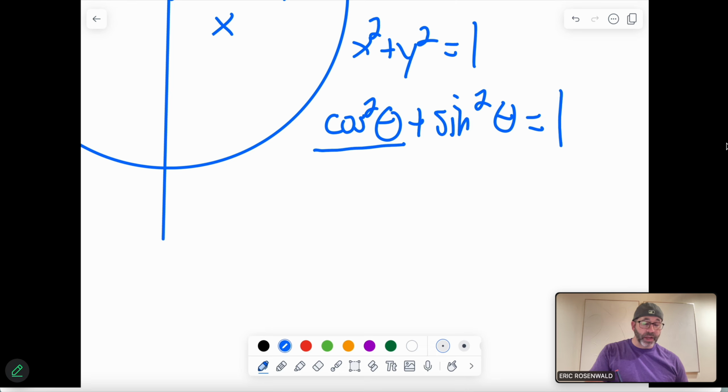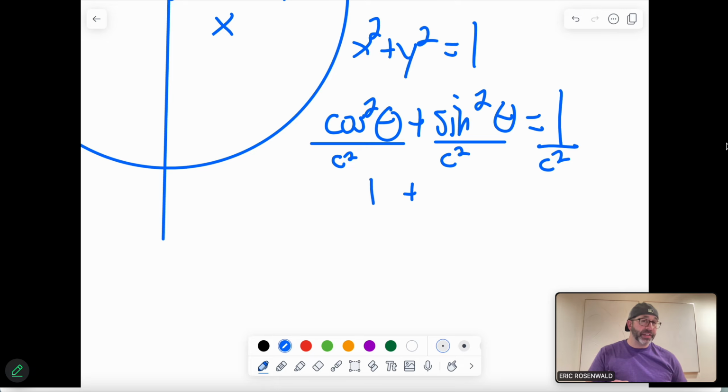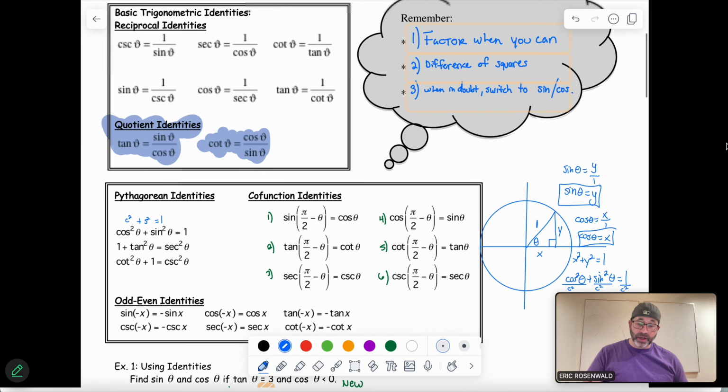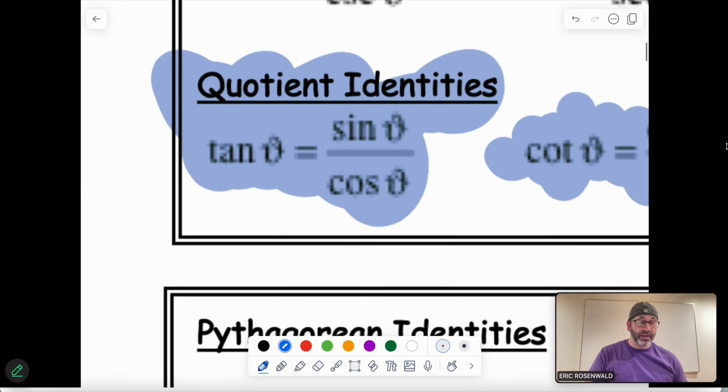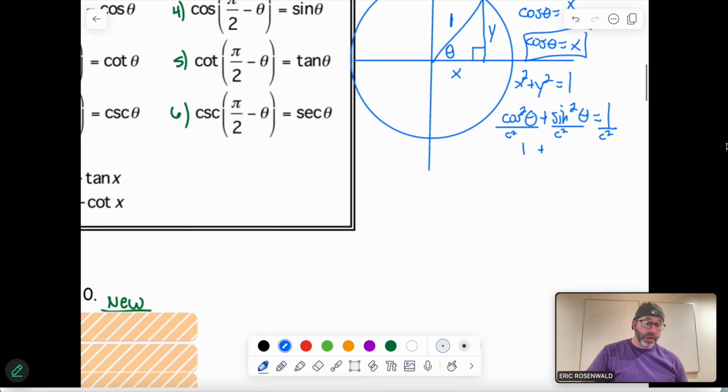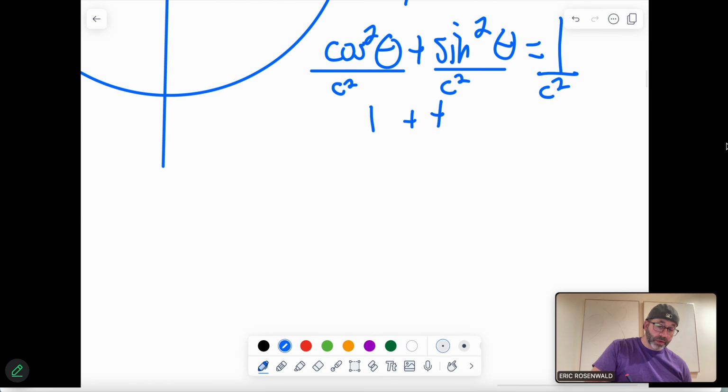If I took my c squared and I divided it by c squared, and I divide this by c squared, and I divide the right side by c squared, what ends up happening is we have c squared divided by c squared, which is equal to 1. We have sine squared, or s squared, divided by c squared. We'll go back to your identities up here. S divided by c right here is the same as tangent. So we have 1 plus tangent squared of theta. And then we have 1 over cosine squared, which we know is secant squared theta. Okay? So that's one of our identities.